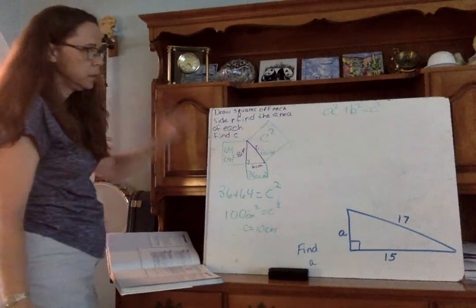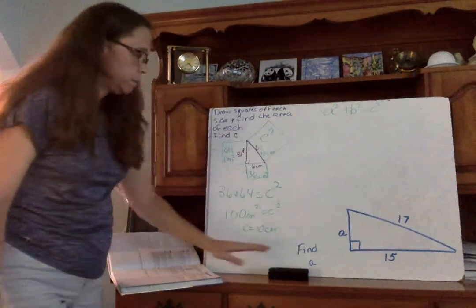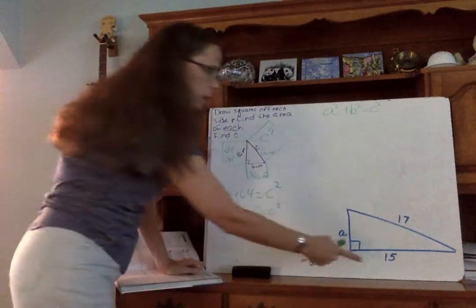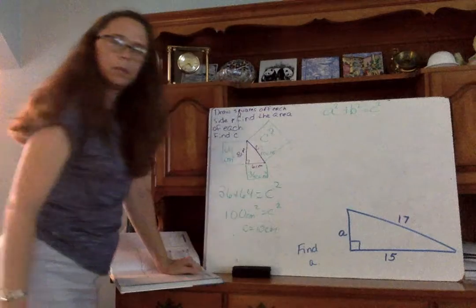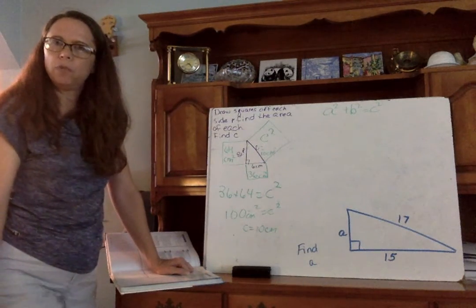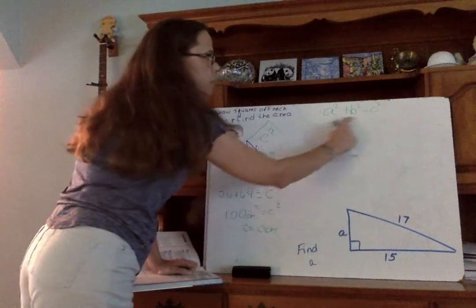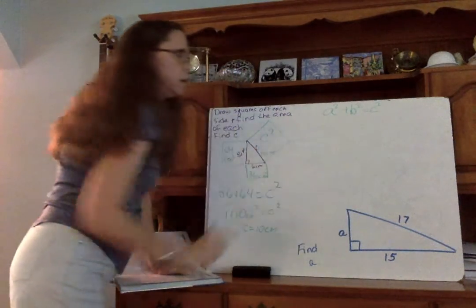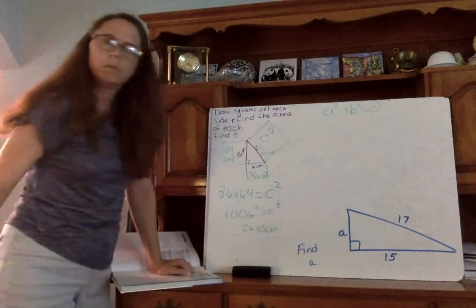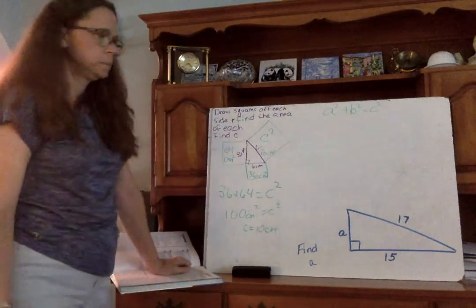Here's another example I want you to try. On this right triangle, I know one leg. I know the hypotenuse. We got to figure out the other leg. So think about how you need to set up your formula, what you need to replace in here in order to figure out our missing leg. Go ahead and pause the video and try it.